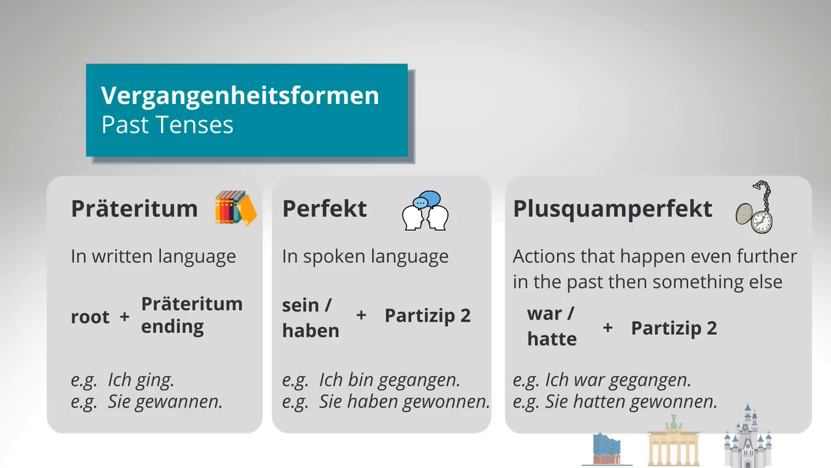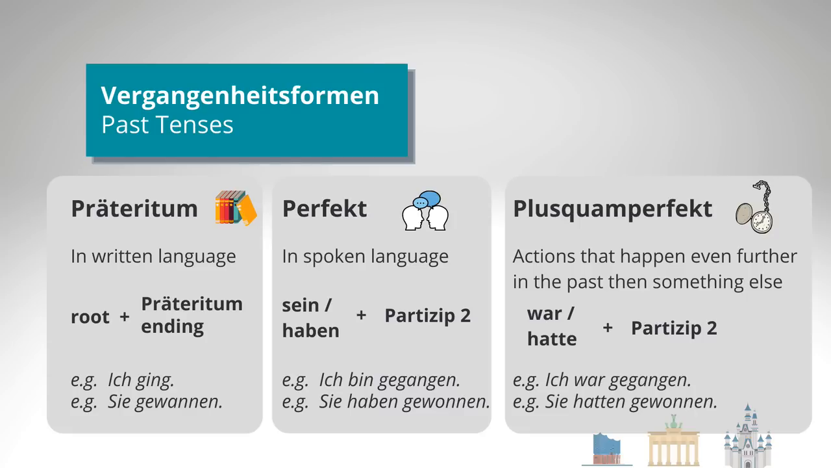Let's first focus on our final past tense, the Plusquamperfekt, the past perfect. It is used for actions that happen even further in the past than something else, no matter whether it's in written language or in spoken language. It is actually the least used past tense in German.